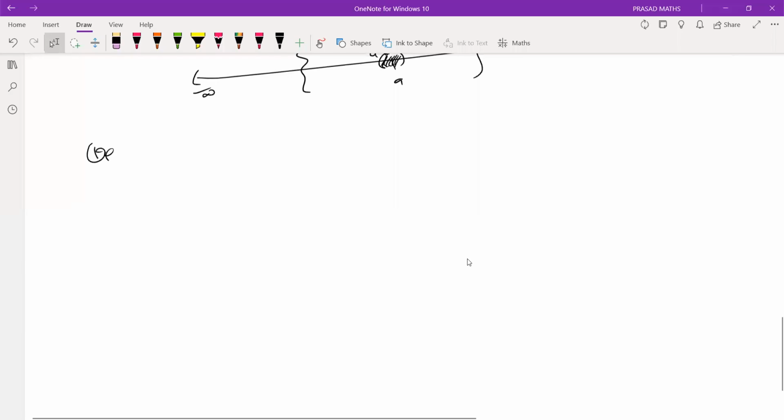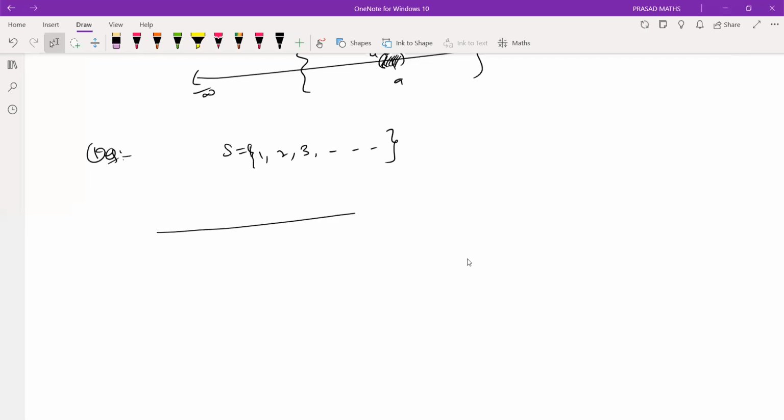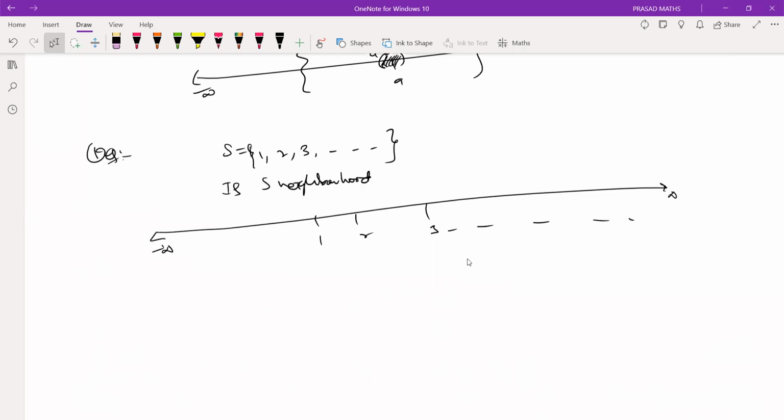So for example, we start with the natural numbers. Suppose S is the counting numbers 1, 2, 3, 4, going on. The question is whether S is a neighborhood of a point which is less than 1. For instance, we can take minus 1. Is S a neighborhood of minus 1? The answer is no, right? Why?